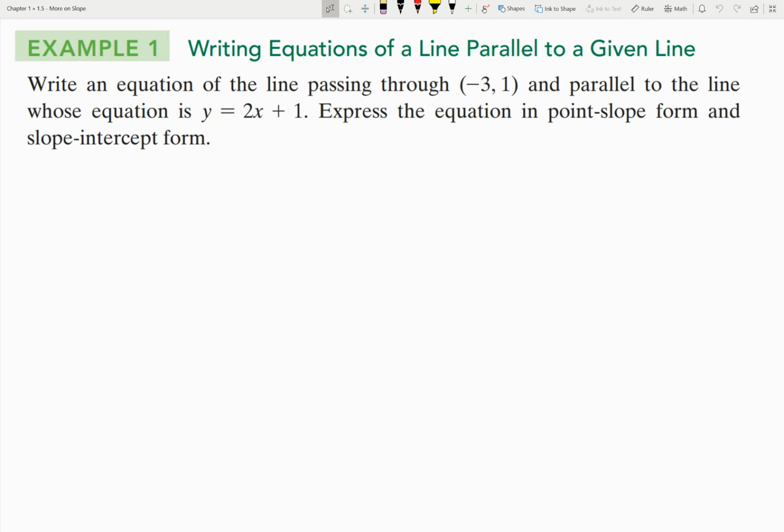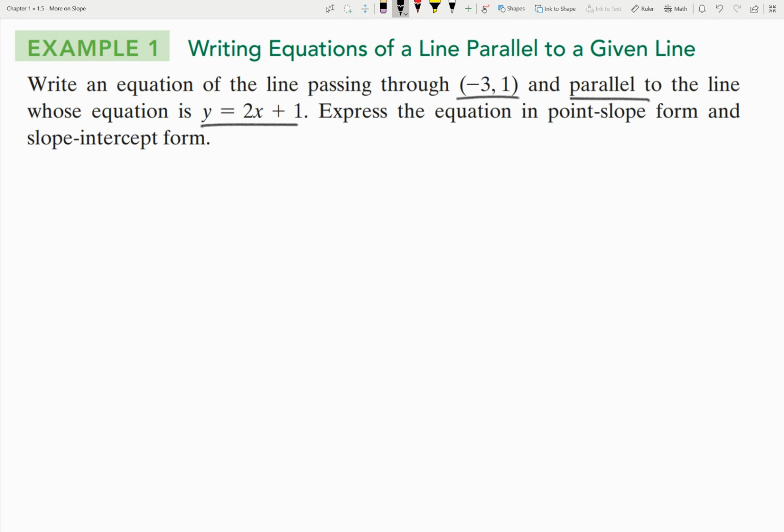So there's pretty much a standard type of question that you're going to be asked about equations of parallel lines. And it is, given a point and a different equation, a different line, find a parallel line that goes through that point. Okay, so if you see this question here, write an equation of a line passing through -3, 1, parallel to that line right there, y is equal to 2x plus 1. And we're going to express the equation in point slope form, which is good because that's what we're going to have to start with, and slope intercept form after that.